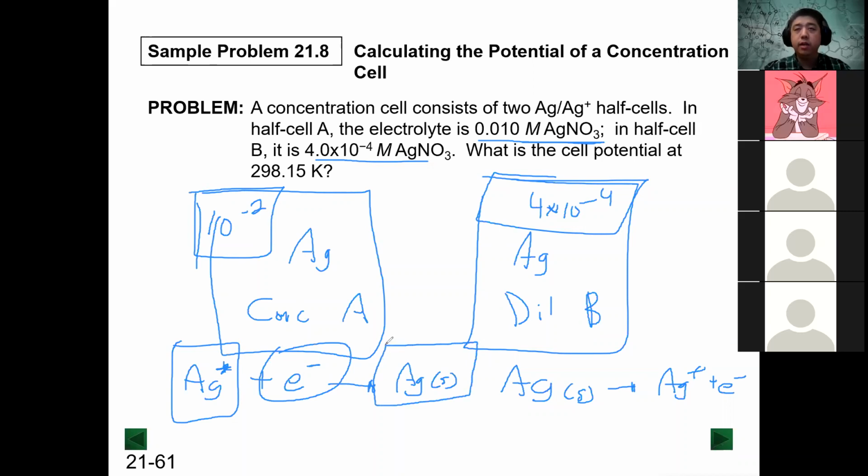Oh, okay. And the other side, because the concentration is lower, right? So this is a lower value. You're going to use up the metal bar that you have here, and it's going to go ahead and form more of the ion. Okay. Yeah. Got it. All right.